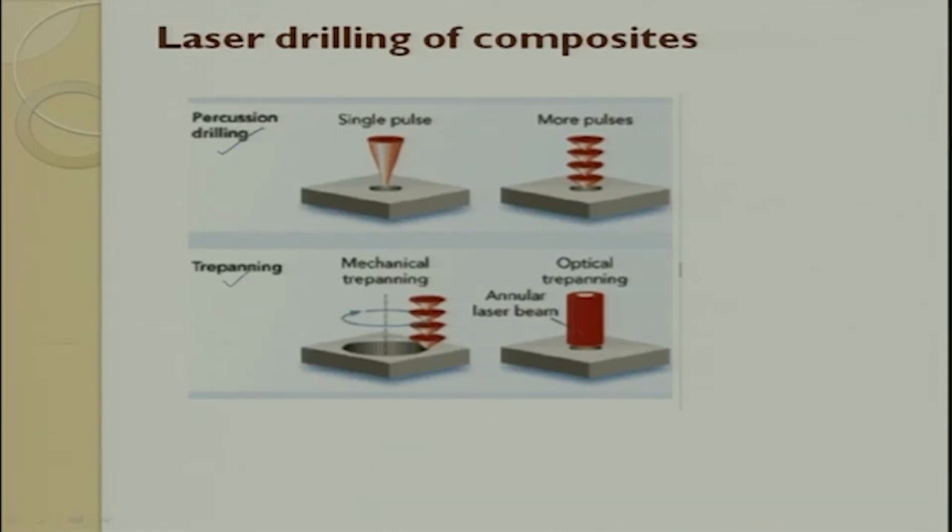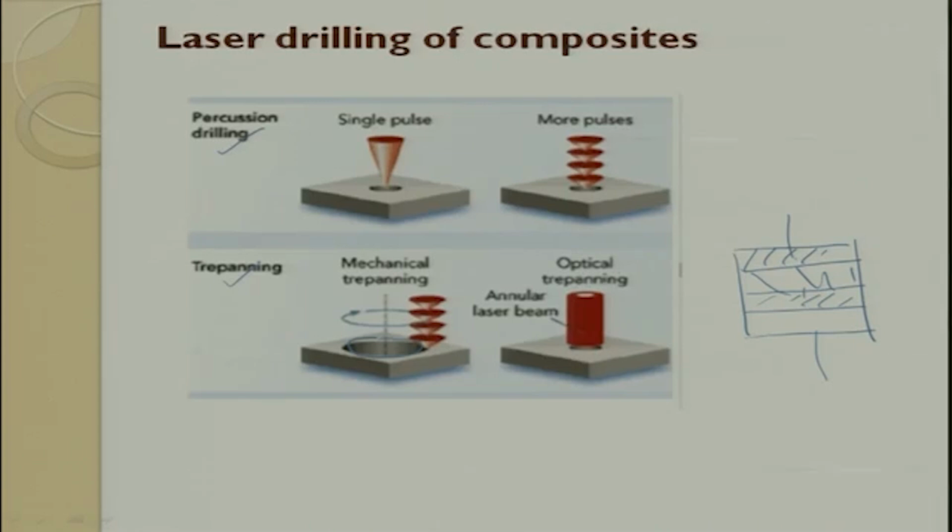You can also do trepanning drilling. Trepanning drilling is where you move around in a circle and generate a hole, and then you do it step by step. Say, for example, if you want to make a hole, first you go up to here, then you go up to here. This is the first layer, this is the second layer, this is the third layer. You can keep doing it, move it in circles, and get it done.